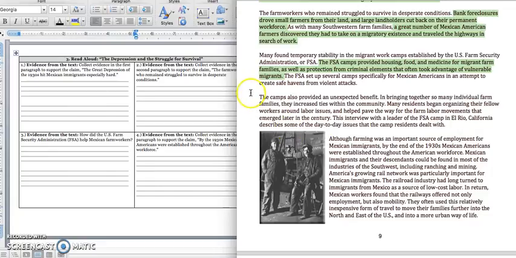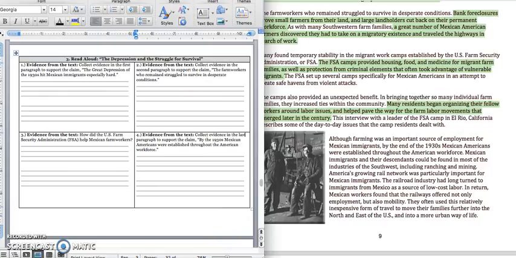All right, and so another way the FSA helped the Mexican farm workers is that it empowered them to organize and to stick up for themselves so that they could get better living conditions and higher pay. So you can write this quote in the second part for box 3. Many residents began organizing their fellow workers around labor issues and helped pave the way for the farm labor movements that emerged later in the century. Press pause to write down your answer and play when you're ready for box 4.